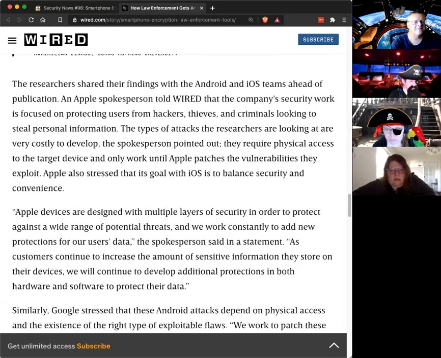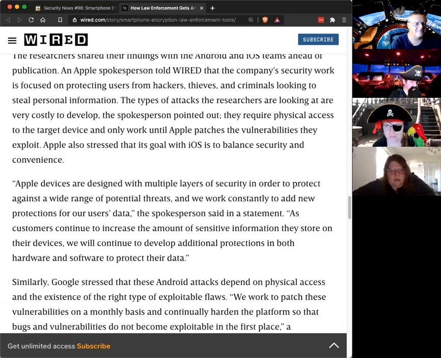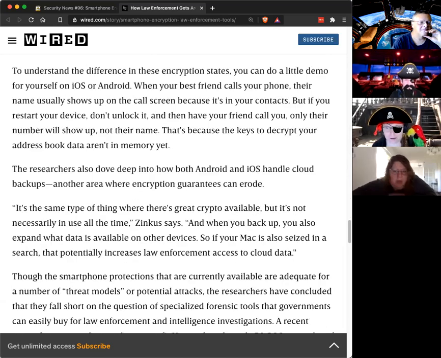Android has a few more. So it does have the limited benefit of encryption for powered on devices. Like, it doesn't have that Apple complete protection over the entirety of the data.